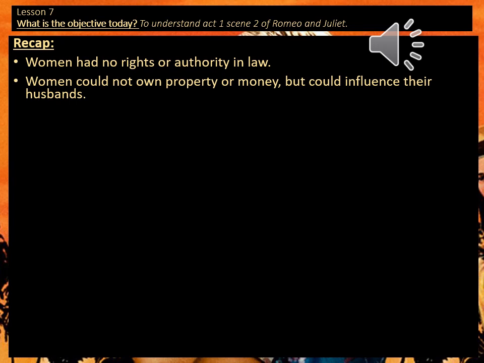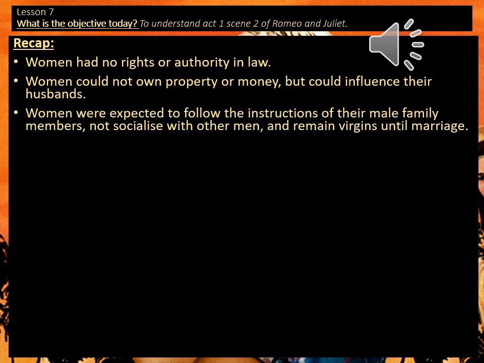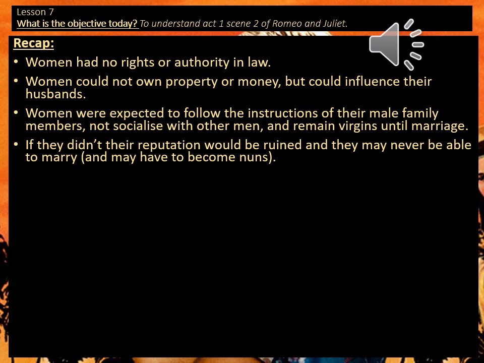For this scene, it's really important for us to think about the context and things that were happening at the time. So let's just have a quick recap about some of the things we discussed last week. So if you remember, at this time, women had no rights or authority in law. They couldn't own any property or money. They were expected to follow the instructions of their male family members and not socialise with any other men and remain virgins until marriage. If they didn't do that, their reputation would be ruined and they may never be able to marry and they would have had to become nuns.